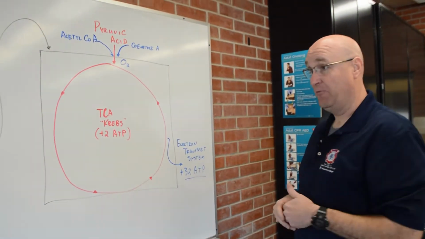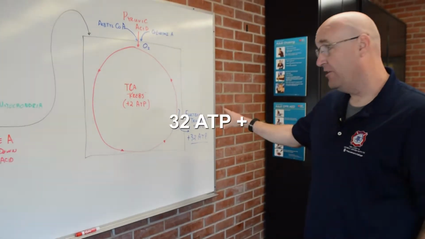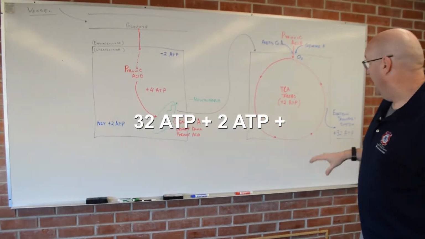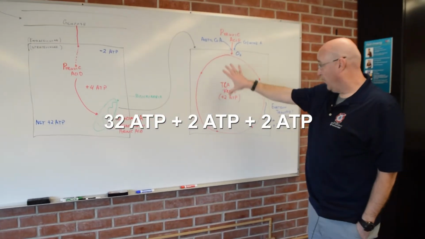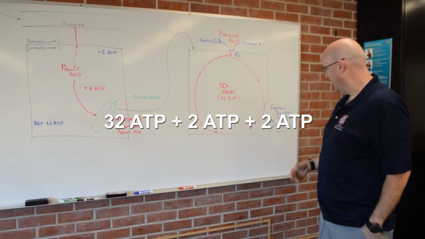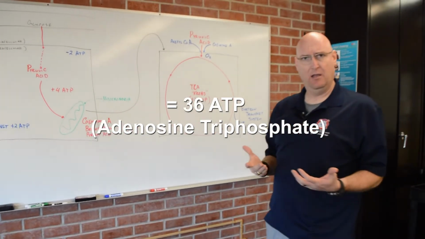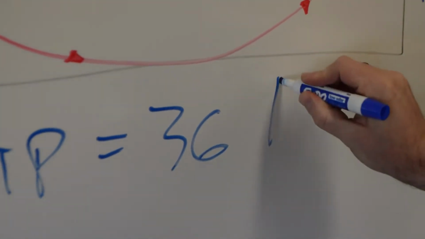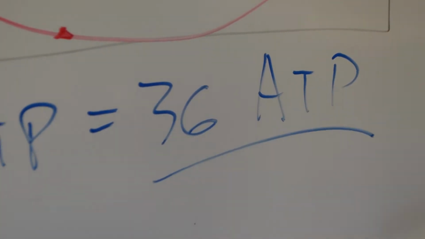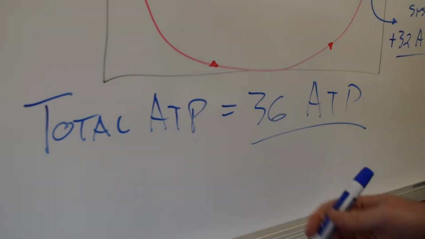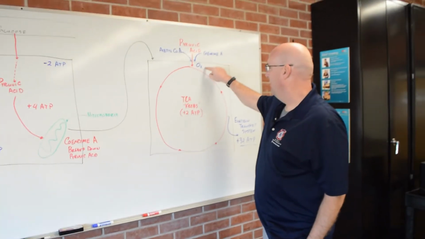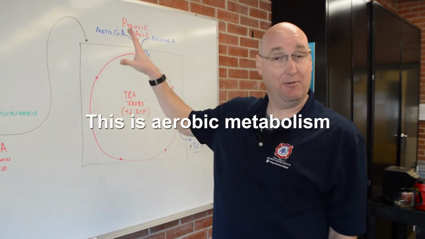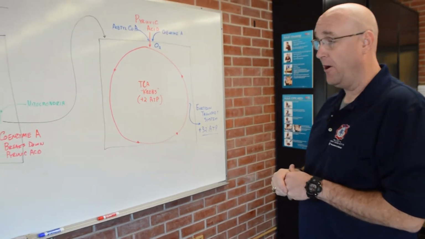It's through this electron transport system that we get a total of 32 ATP. We get a net gain of 2 ATP in the cell, and we get 2 ATP molecules from the Krebs cycle. So we get a total of about 36 ATP produced within our cells, 36 molecules of ATP per molecule of glucose. And if you remember what I said, oxygen is important. This is aerobic respiration, aerobic metabolism if you want to go that far.